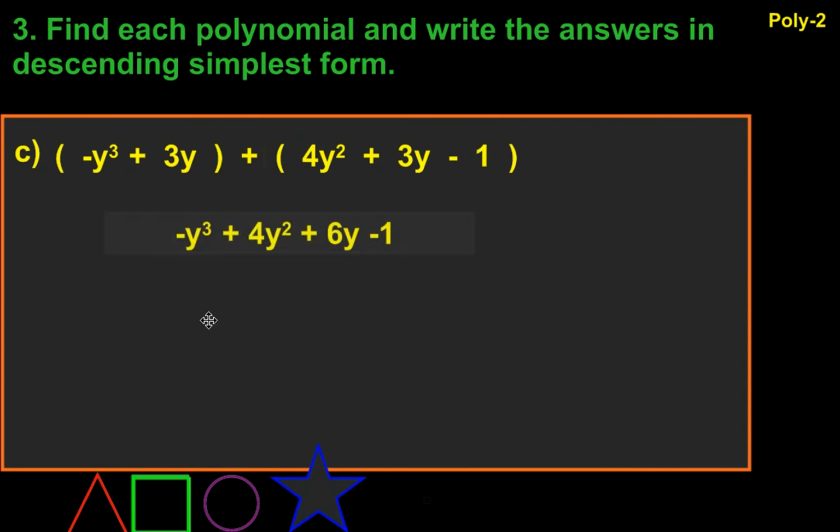So what that's going to look like is the negative y to the third. This comes first because it's the highest degree, and then we have 4y to the second. It's the next highest degree. The two 3y's combine to give us 6y, the next highest degree, and then our negative 1 comes in at the end because it's a constant and it is a degree of 0. Anytime you don't have a variable, a number that's a constant is assumed to have a degree of 0. This one is assumed to have a degree of 1 because it has no number next to it.